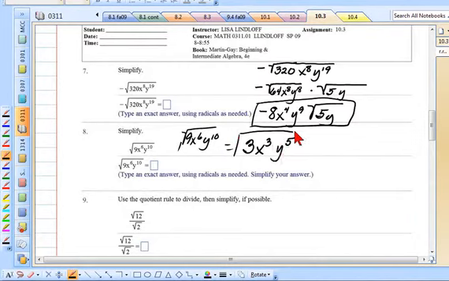So you have to watch out. You get so used to simplifying by putting 2 radicals, and then you realize that you have been given, I'm sorry, really making a mess of that, a perfect square.